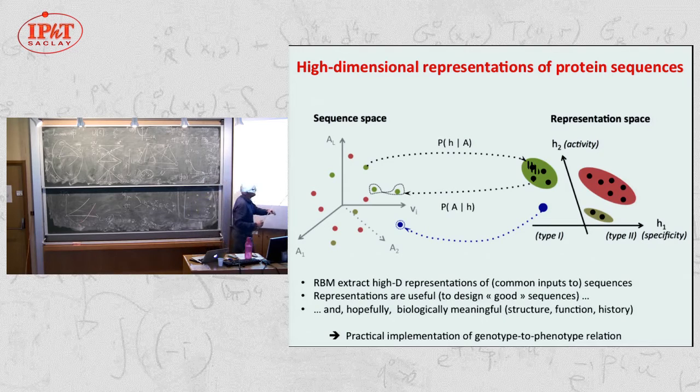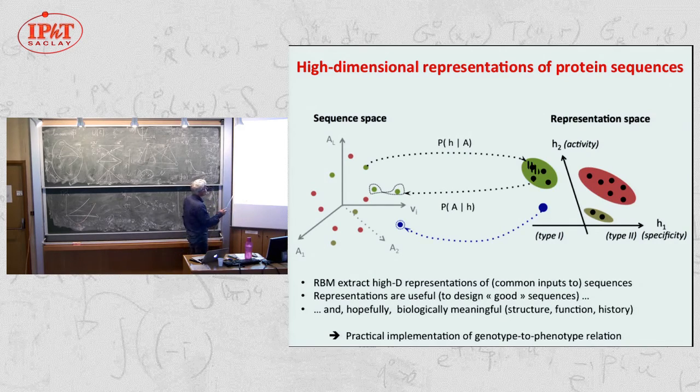And maybe if your machine is good enough, and you are good enough to train it, then the axis here of the H's will actually mean something. Maybe this H here will control the specificity of a protein. This one will control the activity. Another one will be important for structure and so on. This is a dream, right?